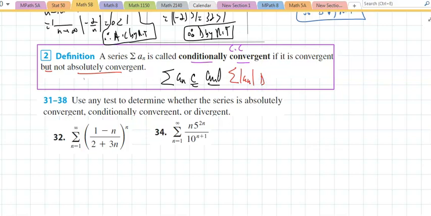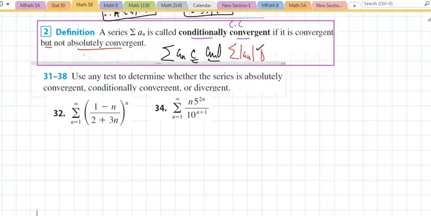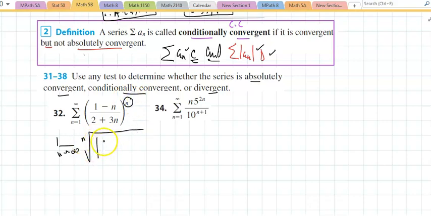So, I would start with this if I was you. It's up to you. I'm looking at problem number 32 because if this converges, it's absolutely convergent and I'm done. If it diverges, then I have to do that part. So I look at this and use any test you like to determine whether this is absolutely convergent, conditionally convergent, or divergent. Well, if I take the limit as n approaches infinity of what? Do you see that's raised to the n? Wouldn't it be wise to use the root test?